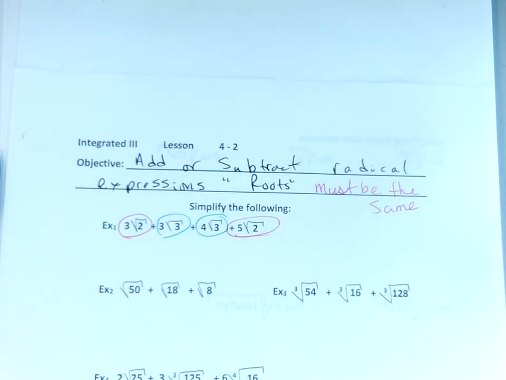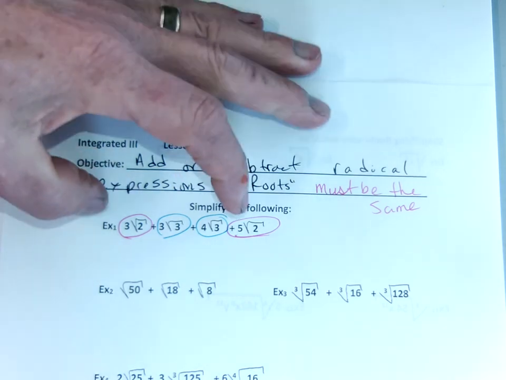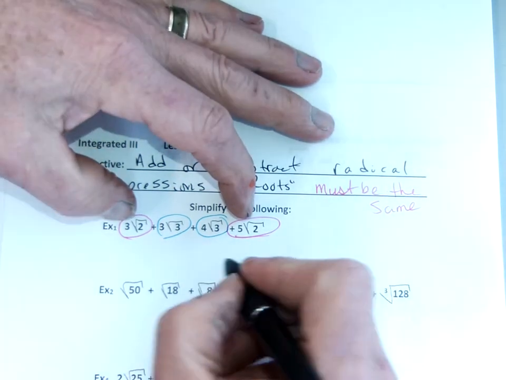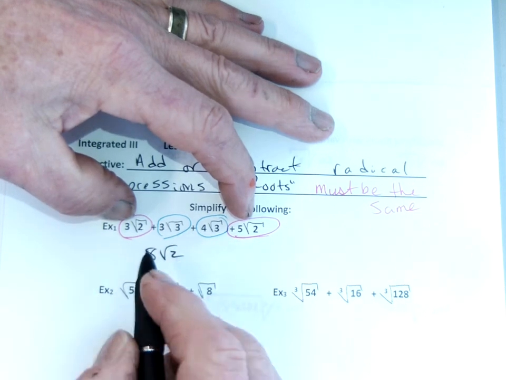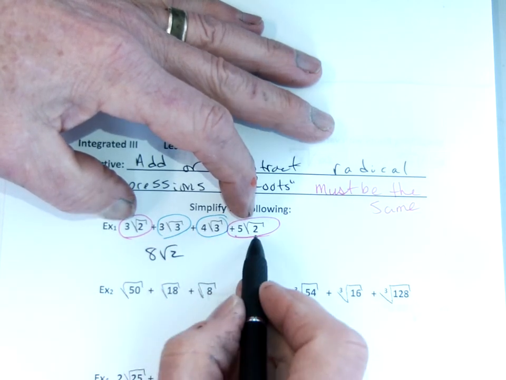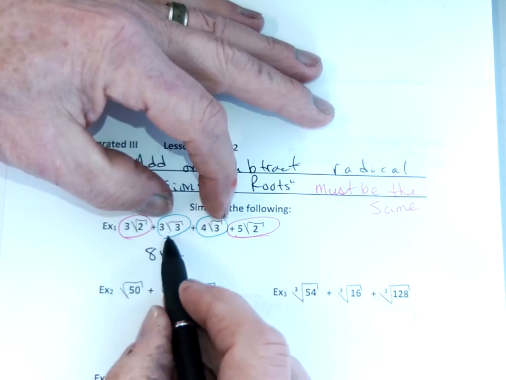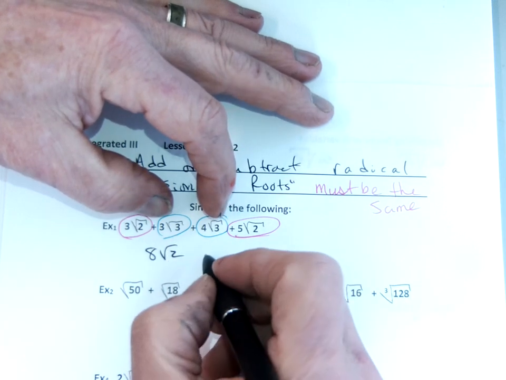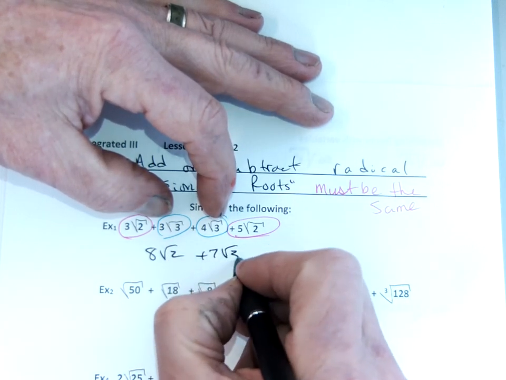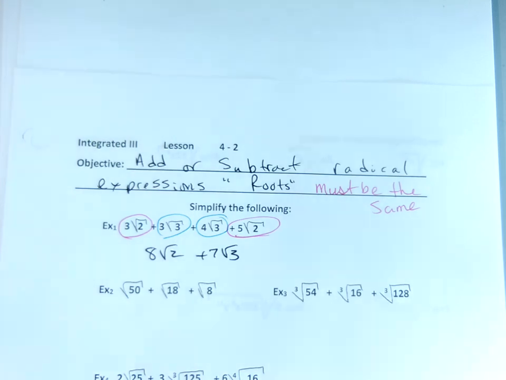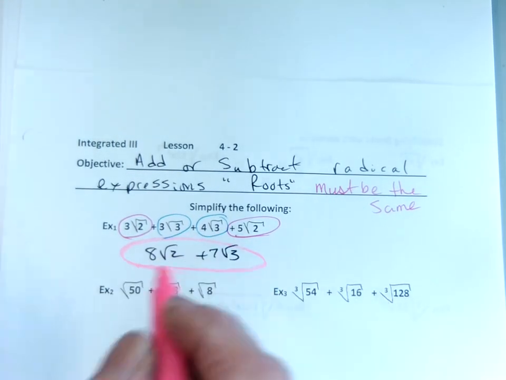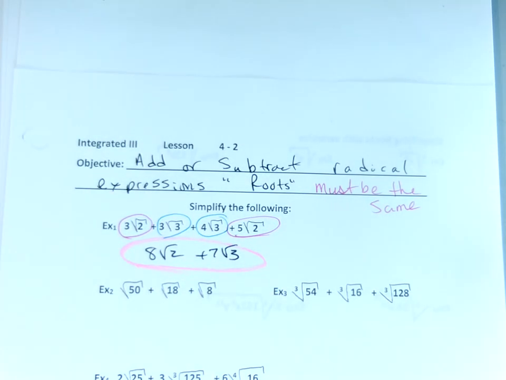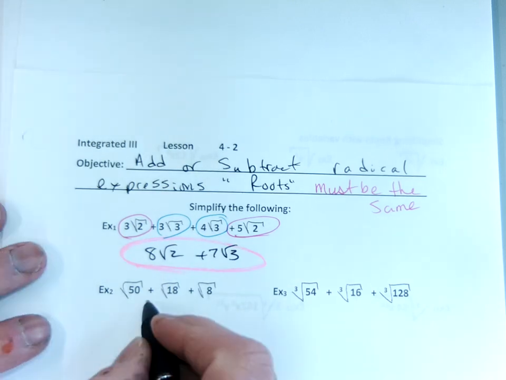All right, let's go ahead and add these. I'd have 3 square root of 2 with 5 square root of 2 just makes 8 square roots of 2. How many square roots of 2 plus how many square roots of 2? 8 of them. And 3 square roots of 3 plus another 4 square roots of 3 just makes 7 square roots of 3. That's all you've got to do. Pretty simple, hopefully.